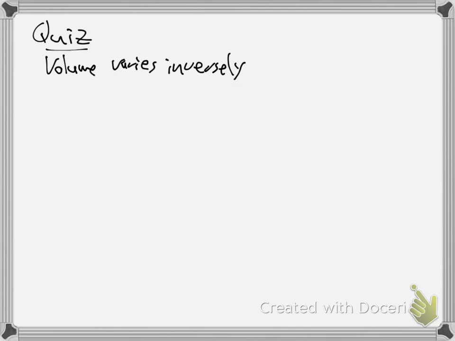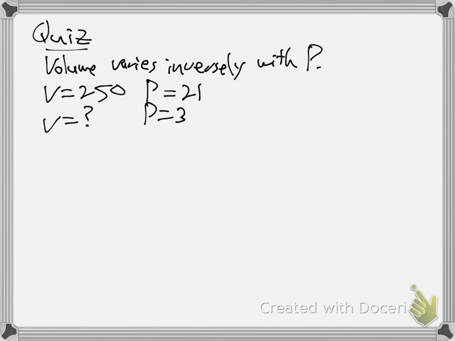Okay, so it's the quiz question, and it says volume varies inversely. Did you notice that word inversely? That's key, huh? Inversely with pressure, P. So then basically they say volume is 250 when pressure is 21, and what is volume when pressure is 35? That's basically what that's saying, although there's nothing on the screen.